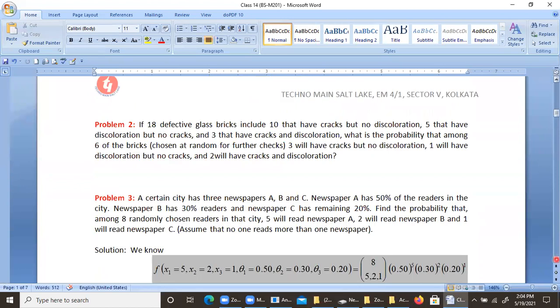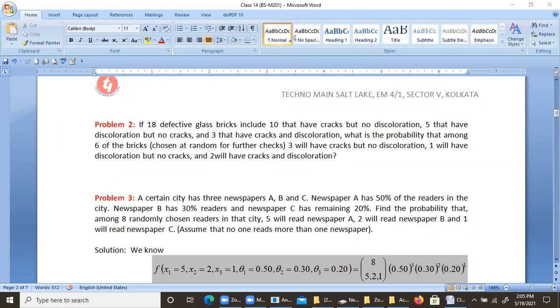Yeah, there is another problem, problem number 2, which I'll try to quickly do. It's also a multinomial case, I think. That's why I have written the problem over here. And the problem says, if 18 defective glass bricks include 10 that have cracks but no discoloration, 5 that have discoloration but no cracks, 3 that have cracks and discoloration, what is the probability that among 6 of the bricks chosen at random for further checks, 3 will have cracks but no discoloration, 1 will have discoloration but no cracks, and 2 will have cracks and discoloration.